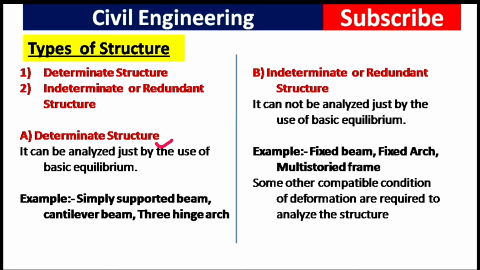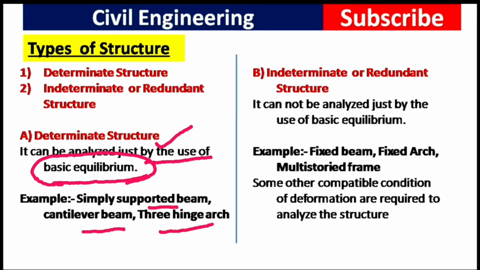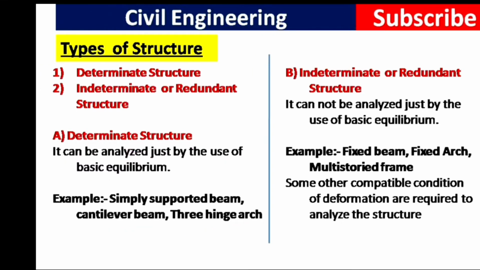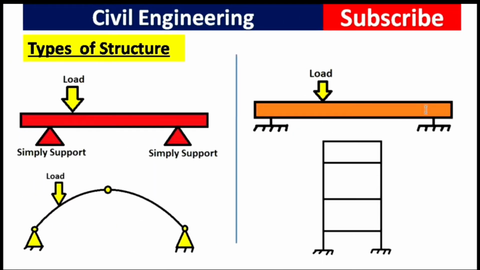Here first of all, determinate structure can be analyzed just by the use of basic equilibrium. Guys, I will show you what basic equilibrium is, and examples are simply supported beam, cantilever beam, 3-hinge arch, etc. are examples of determinate structure. Okay, so let's see in the picture. A structure like this is a simply supported beam, and this is a 3-hinge arch. Okay, so these types of structure are known as determinate structure.